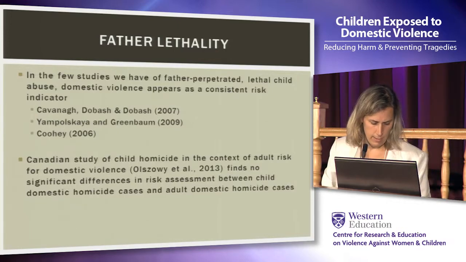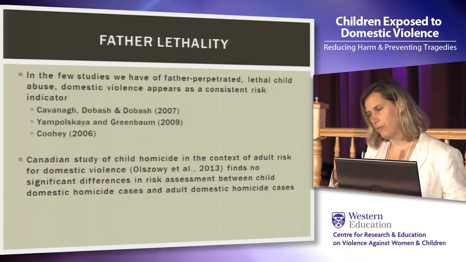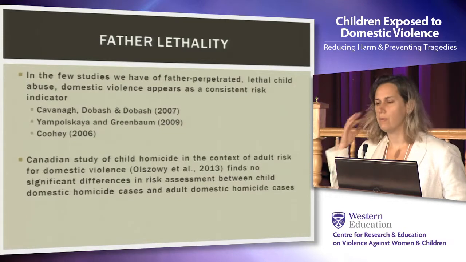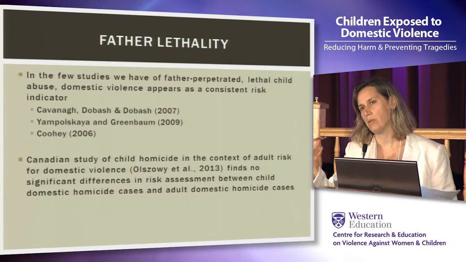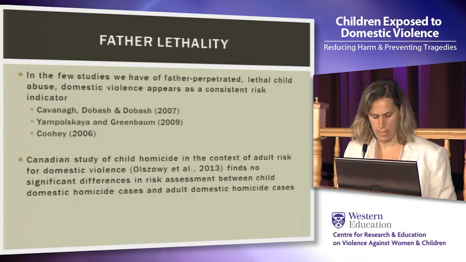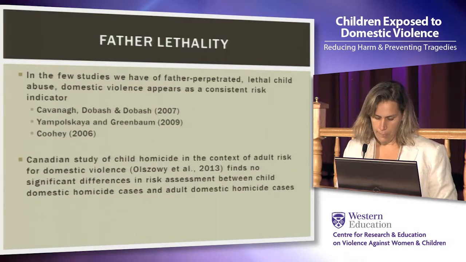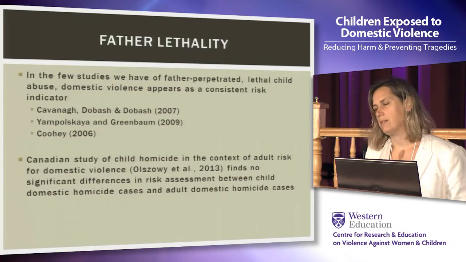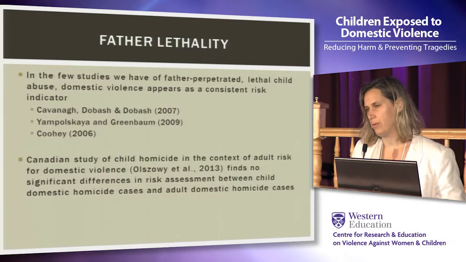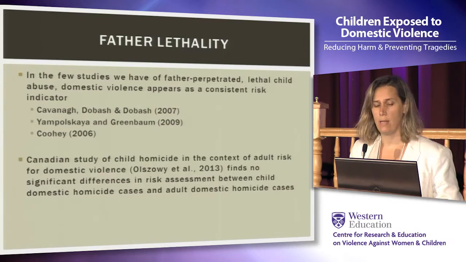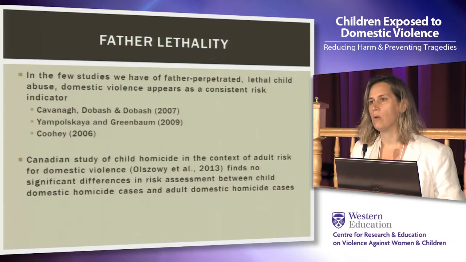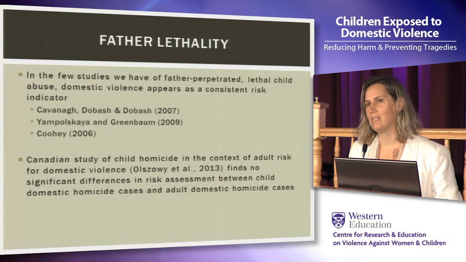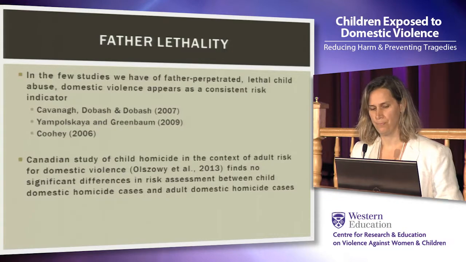So what about dads then? Let's move on, because what we're really trying to focus on here is risk in the context of separation and domestic violence, and we're looking at really men's perpetration of violence against kids, and how do we understand that? Well, there have been a few studies of father-perpetrated lethal child abuse. And in those studies, and I've referenced them here, domestic violence appears as a consistent risk indicator. So the most common, or one of the most common, risk indicators in those cases is that men have been violent towards the children's mother.